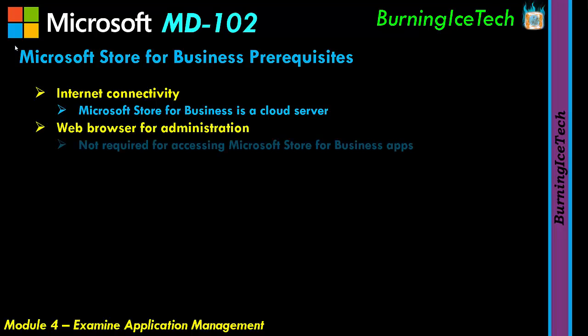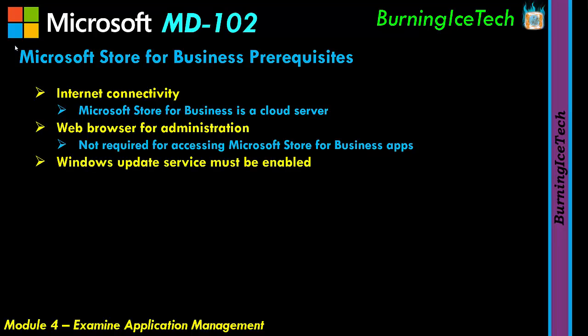The second prerequisite is a web browser for administration. Please note though, this is not required for accessing the Microsoft Store for Business apps. The third prerequisite is that Windows Update Service must be running. I'm sure most of you, being in IT, already know why this service needs to be running for this. But in case you don't know already, the service is for downloading and installing the updates to these programs.